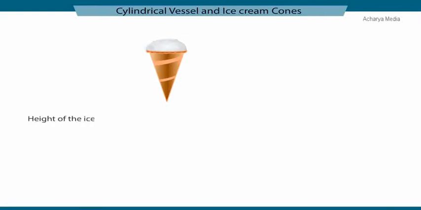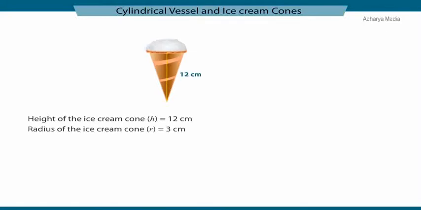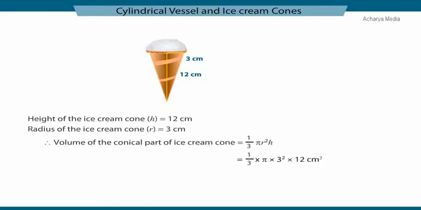Height of the ice cream cone h is equal to 12 centimeters. Radius of the ice cream cone r is equal to 3 centimeters. Therefore, the volume of the conical part of the ice cream cone is equal to 1 divided by 3 into pi r squared h. On substituting the radius and height of the cone in the formula, we get 1 divided by 3 into pi into 3 squared into 12. This is equal to 36 pi centimeter cube.